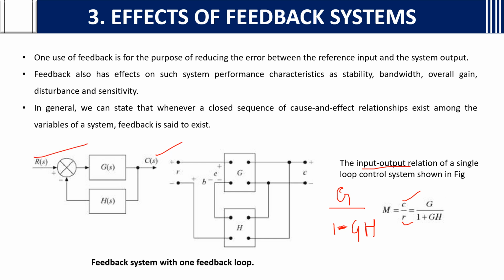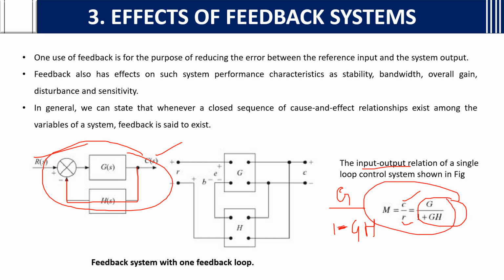So C by R is equal to, we get the equation as, if there is some diagram where blocks are connected in this way, with feedback from the output to the input, we can write this input-output relationship as G by 1 plus or minus GH. Here if it is minus, we get the denominator 1 plus GH. If we have plus here, we get minus in the denominator.